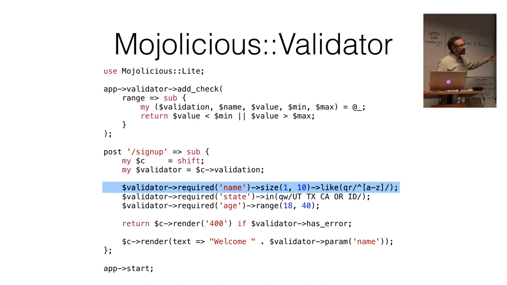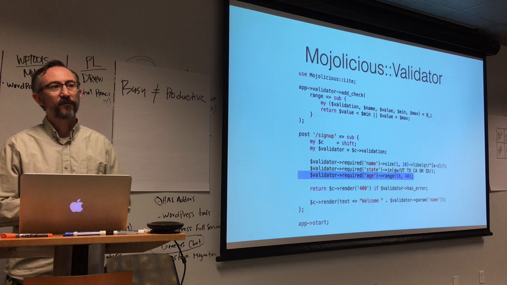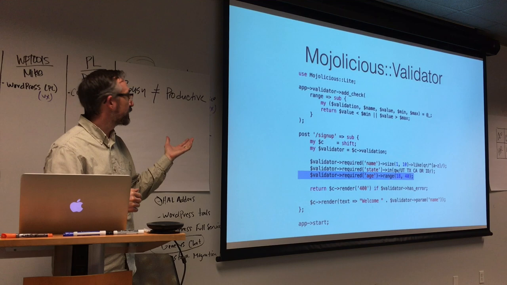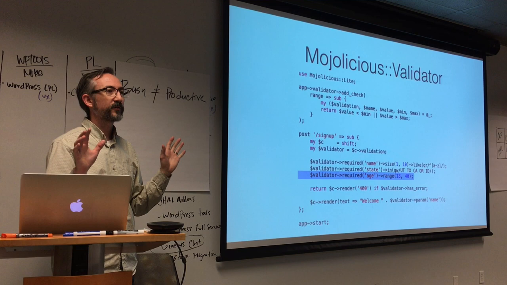We have notified the validator that we want a name must be present. It's required. And when it's there, it must have a size between 1 and 10, and the first character must be a lowercase a through z. The question is, do we stop at the first error, or do we continue? We continue, so we can get all of the errors. Now, you don't have to. You could check to see if any errors have been recorded to this point and stop if you wanted to. If you wanted a short circuit, you can certainly do that. It's up to you. You get to control that logic.